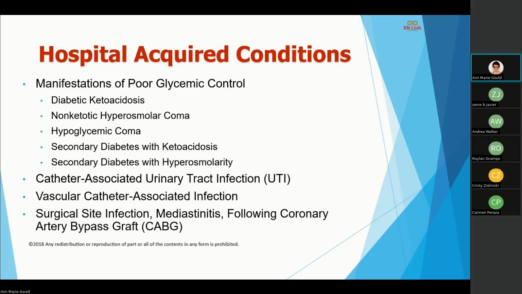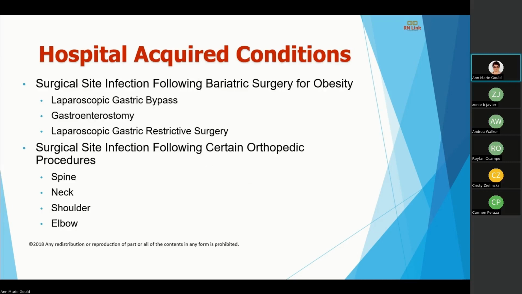And then, of course, your surgical site infection or your mediastinitis following bypass, your CABG procedures, is a HAC. Surgical site infection following bariatric surgery for obesity. If they did a gastric bypass or a gastroenterostomy or a lap gastric restrictive surgery, and they develop an infection following that, then that's going to be considered a HAC. As well as other surgical site infection following certain orthopedic procedures. So if they get a surgical site infection post spine, neck, shoulder, or elbow procedures, they're going to have to list that as a HAC on the claim form.